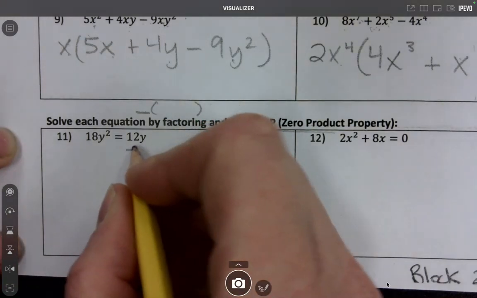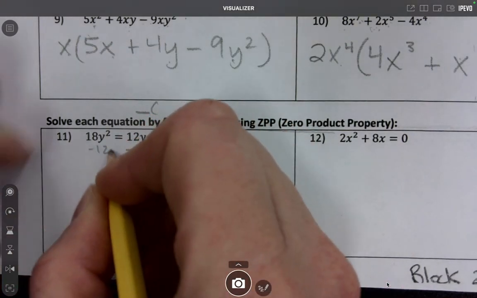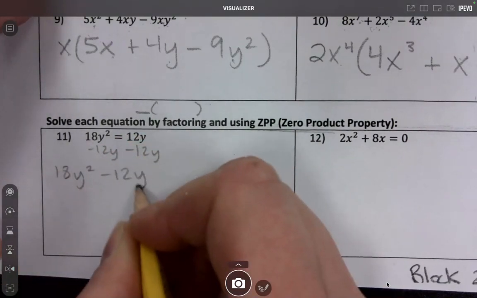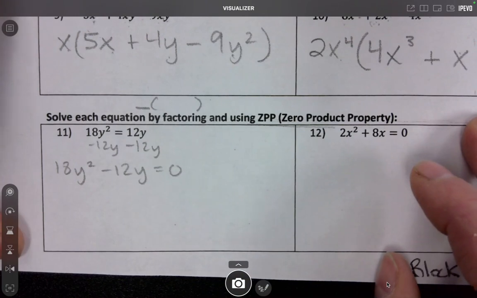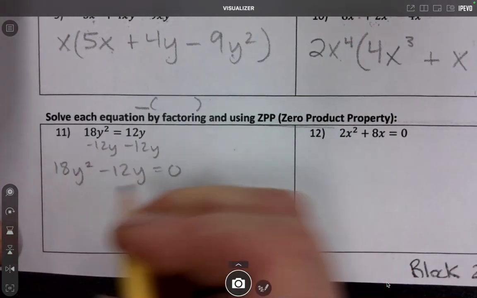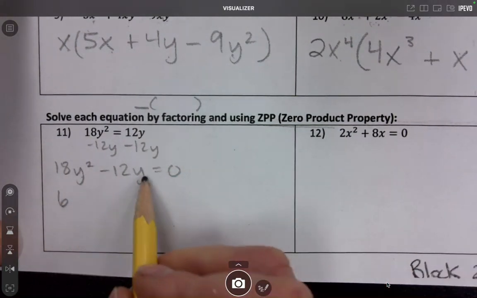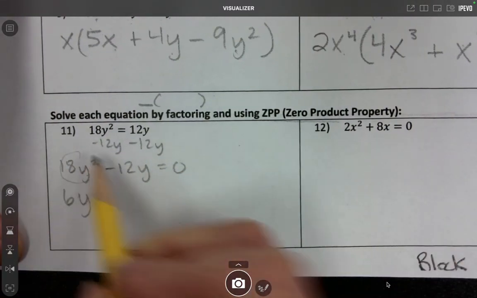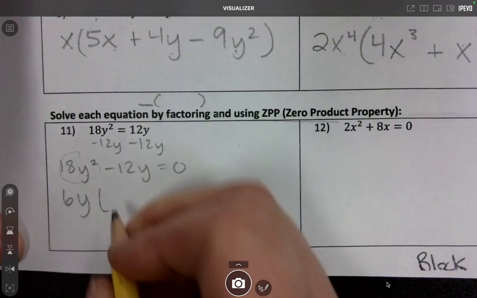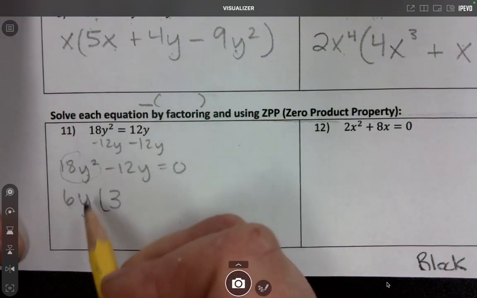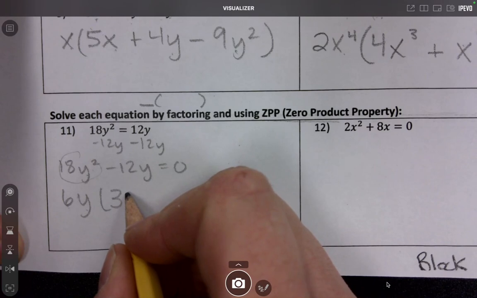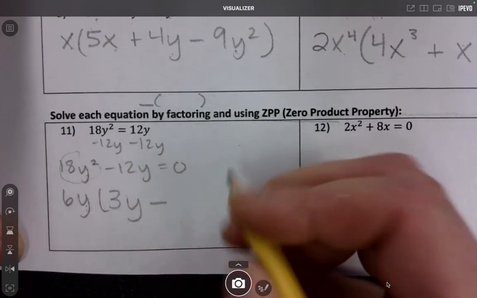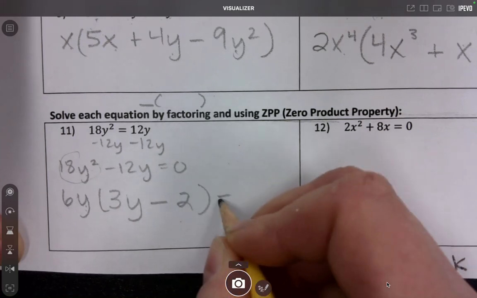So the first thing I'm going to do is subtract 12y on both sides. Now I have 18y squared minus 12y is equal to 0. And from both of these, I can factor out a 6, and they have y squared and y, and a y. So for my first term, if I have 18y squared and I'm dividing by 6, I'm left with 3. Y squared, I factored out one factor of y. I'm left with a y by itself. Minus 12y divided by 6y is just 2. So there's no y left there.